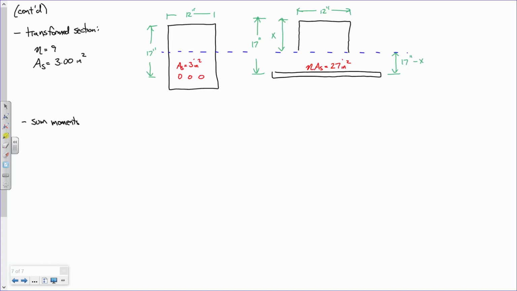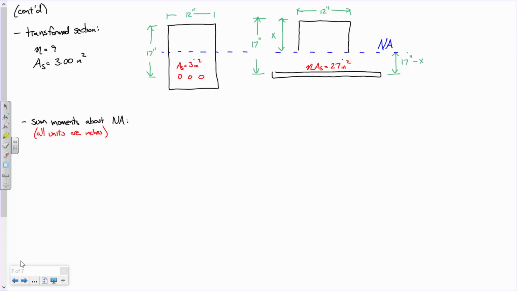So, why don't I just call this the neutral axis, and I'm going to sum moments about the neutral axis. Okay? Now, I'm going to write here that all my units are inches. I'm going to be a little fast and loose with my units, but it's all going to be in inches.